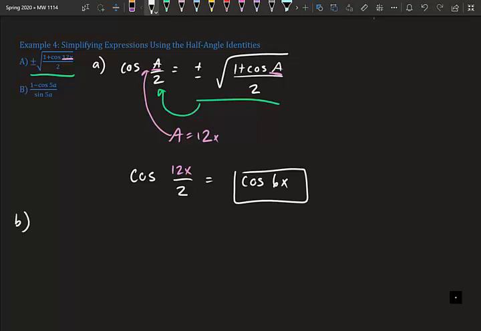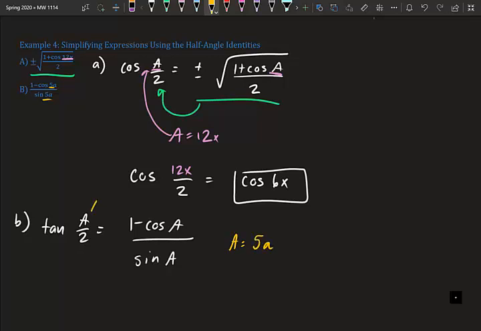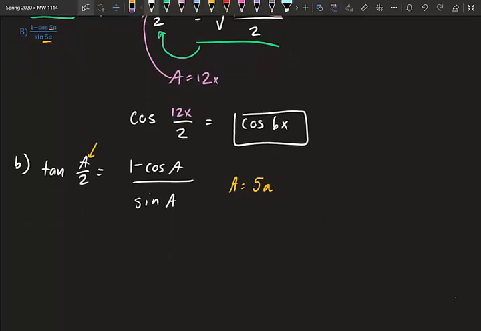So let's do the same thing with b. For b, that matches a tangent identity. Tangent a over 2 equals 1 minus cosine a over sine a. So all we need to identify again is the a. And we have it. It's 5a. So let's go ahead and plug it in. So we have tangent 5a over 2. And we can't simplify that, so we leave it as is.